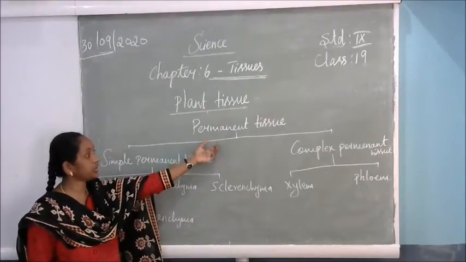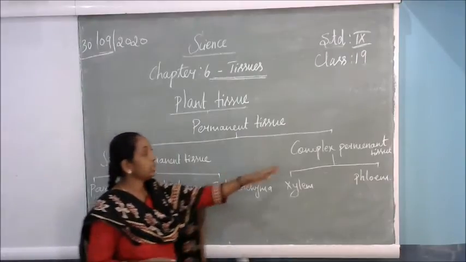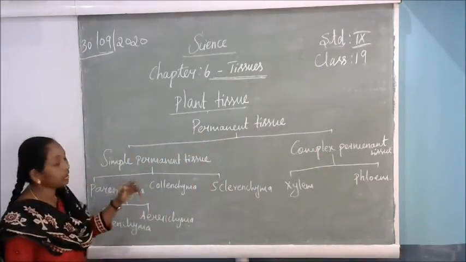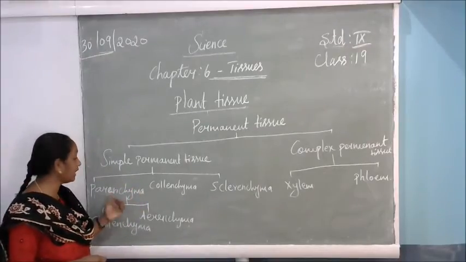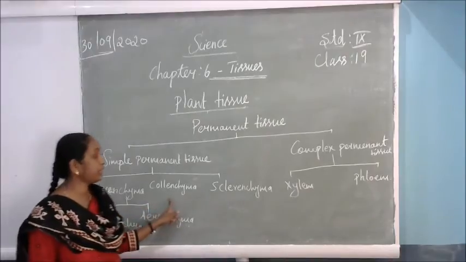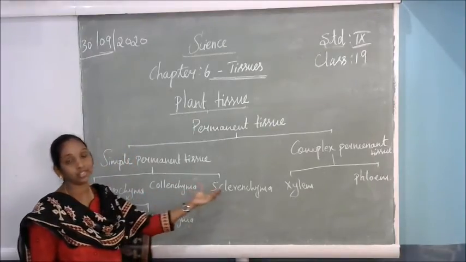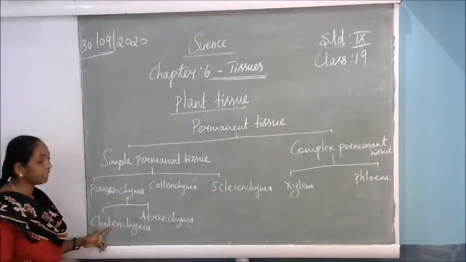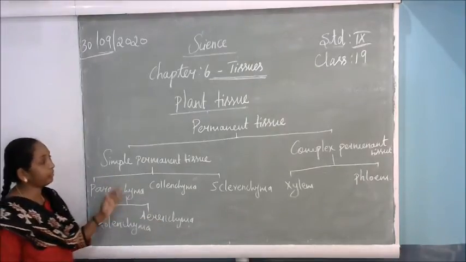Permanent tissues are divided into two types: simple permanent tissues and complex permanent tissues. In the simple permanent tissues, three types of tissues are present: parenchyma, collenchyma, and sclerenchyma. Each one of the tissues has special functions. Again, the parenchyma will be divided further, including chlorenchyma and aerenchyma. One by one we will be discussing that.